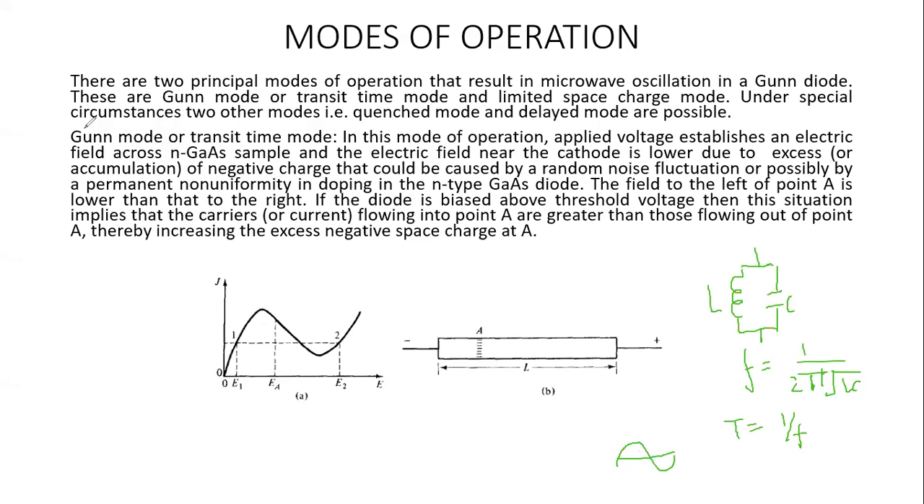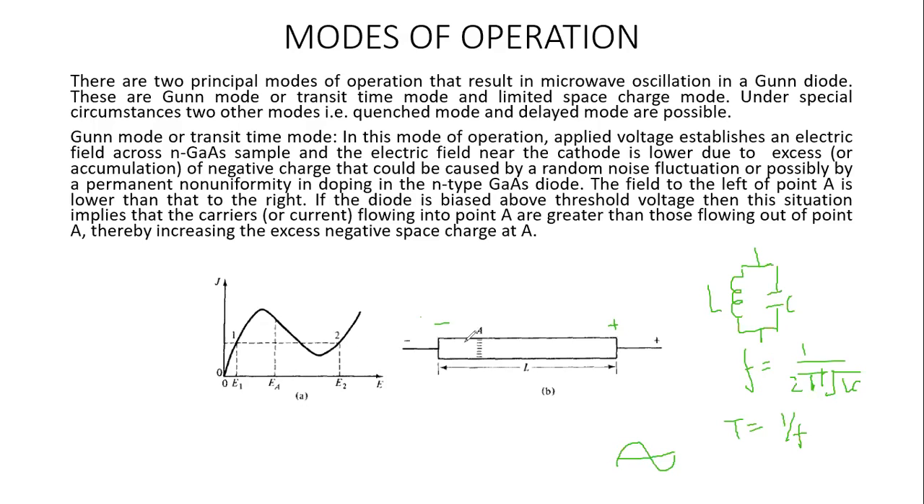Now we are going to discuss the GUNN mode, or the transit time mode. So this is the sample. As I said, there is nothing like cathode or anode in the material, but now this is your cathode and this is your anode, and you have applied a forward bias, you can say. There is nothing like forward or reverse bias, because it is N type material only, but the higher potential is applied here, the lower potential here, negative and positive.